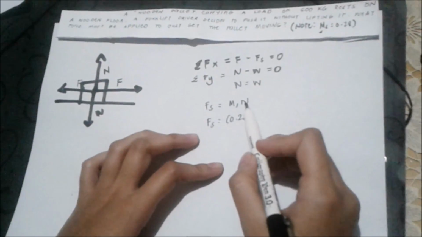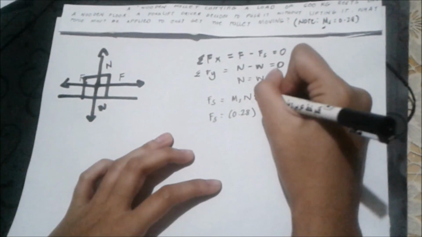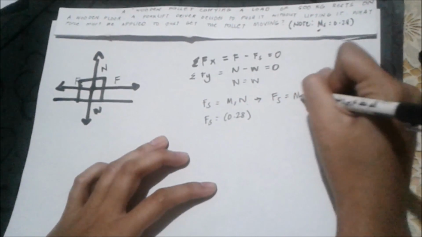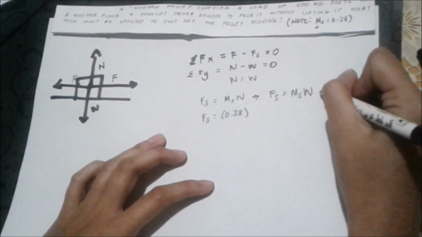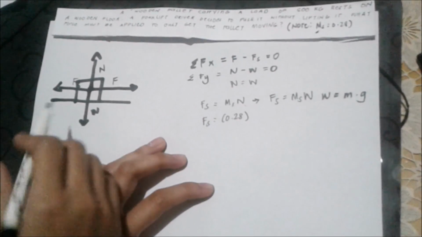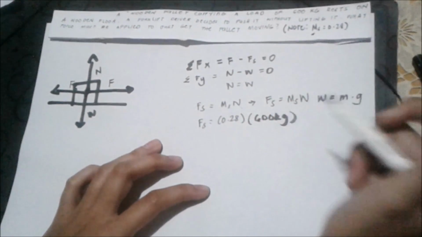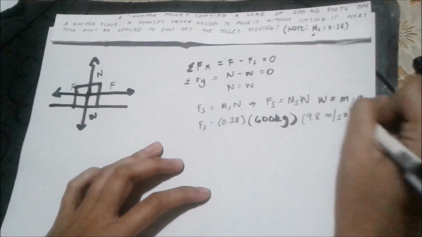So we can say that the normal force here is weight. So we will replace it to Fs is equal to mu s times weight. So weight is equal to mass times gravity. So the mass of the wooden pallet is 600 kg. And the gravity is 9.8 meters per second squared.